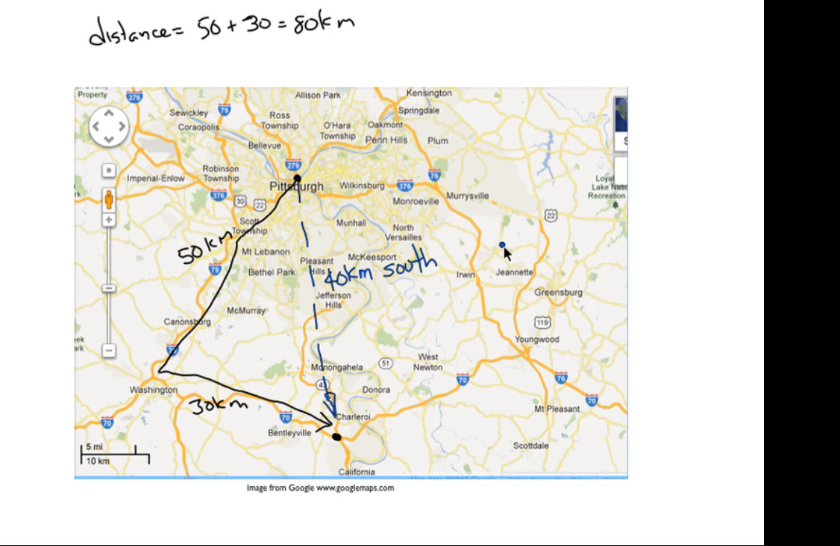So displacement, the straight line distance between the 2 points, is 40 kilometers. Our distance that we traveled was 80. Our displacement, straight line distance from start to end, is 40 kilometers. So you can see that they're not the same. Distance and displacement are not the same. They are both a measurement of length, but one has a direction. And we were calling this south. So that's important when we start talking about speed.